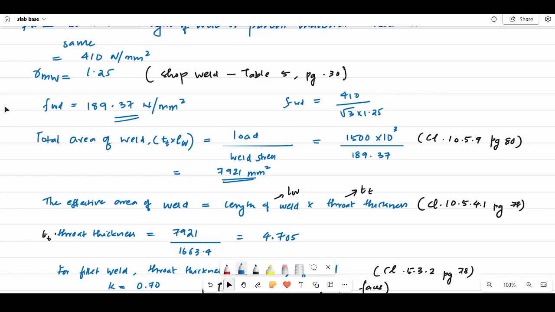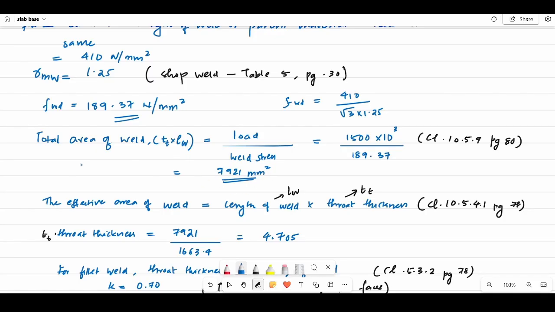Okay, so the load which is coming to the connection is the compressive load which is given in the question, which is 1500 kilonewton. We have calculated the stress which this weld can take, which we assume is a 410 grade weld, and by dividing load by stress we get the effective area of the weld, which is throat thickness into length of the weld. We have just calculated the design stress of the weld from clause 10.5.7.1.1, and we know the load which is given in the question itself. So when we take the ratio, that is 1500 divided by 1837, it gives the total area required for the weld, 7921 millimeter square.